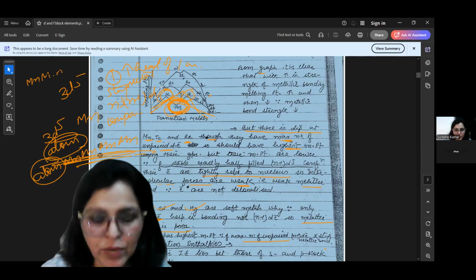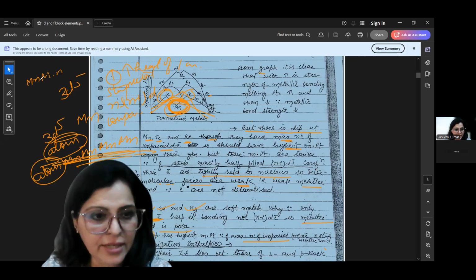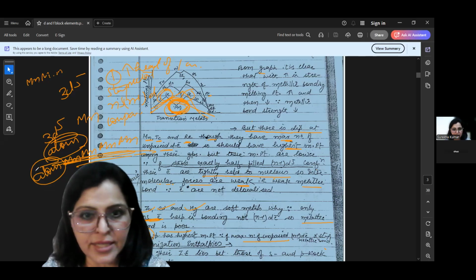The next is ionization enthalpy. Let us see 5, 6 questions of ionization enthalpy also.